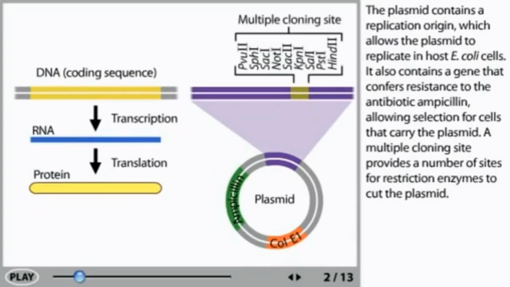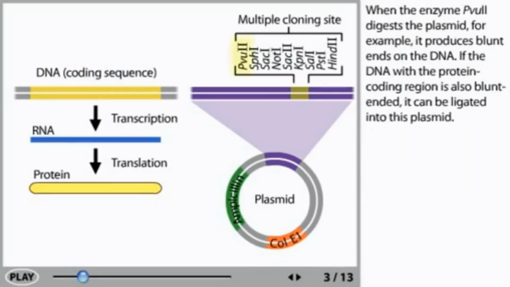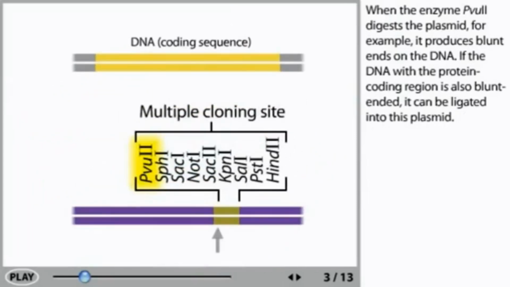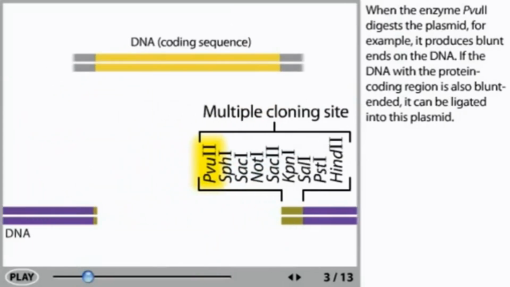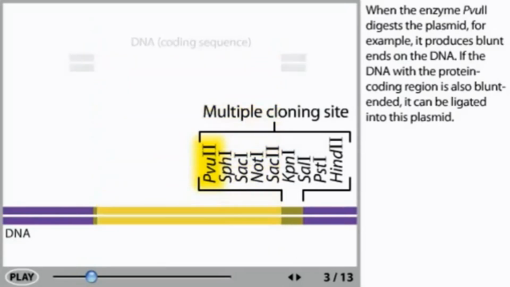A multiple cloning site provides a number of sites for restriction enzymes to cut the plasmid. When the enzyme PVU2 digests the plasmid, for example, it produces blunt ends on the DNA. If the DNA with the protein coding region is also blunt-ended, it can be ligated into this plasmid.